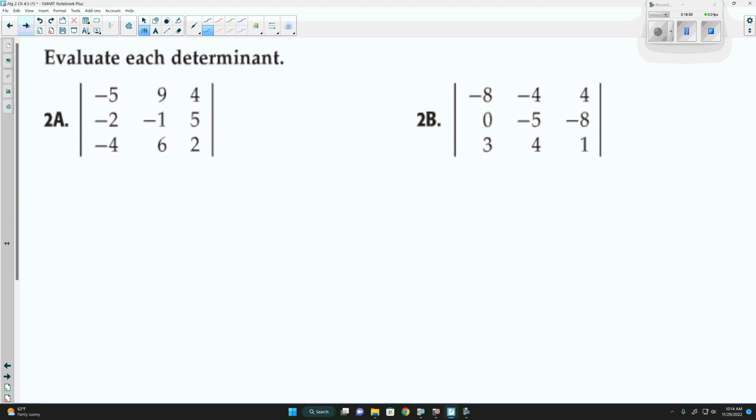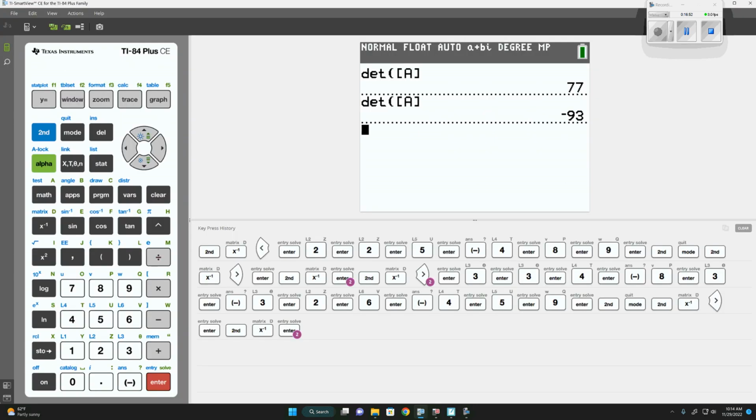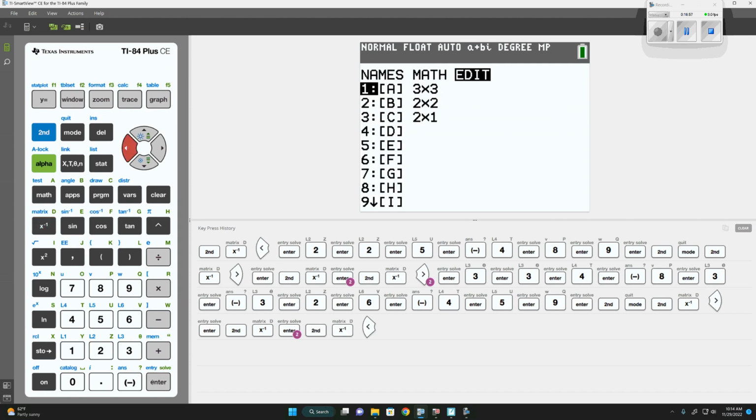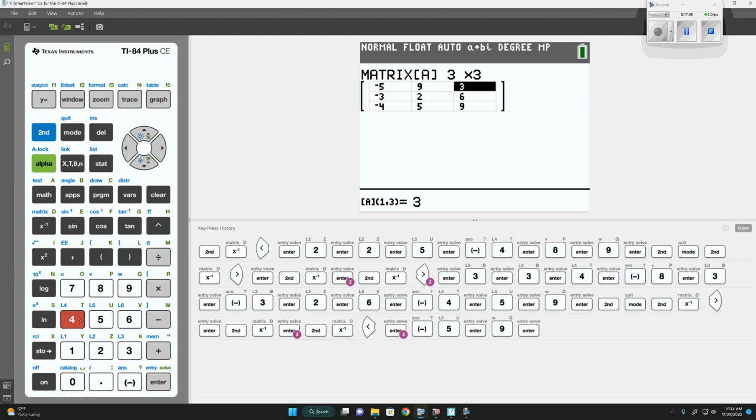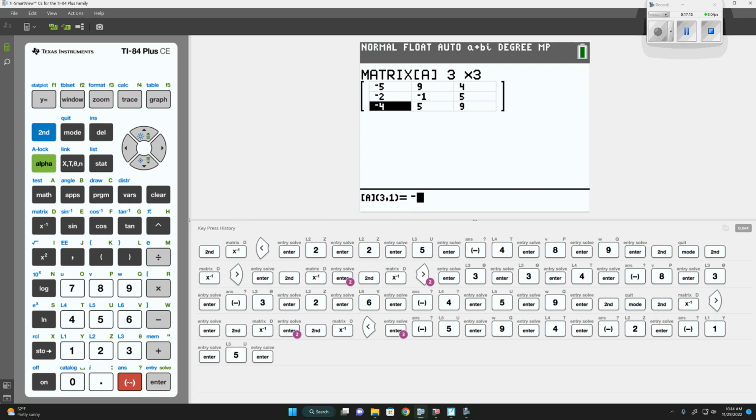Now, let's do 2a in the calculator, because I'll show you this here. So we do need to change the matrix. So we can go over into edit for this here. 2a is still a 3 by 3, but this time it's -5, 9, 4, -2, -1, 5, -4, 6, 2. And I have a feeling you're getting faster and faster at typing these in. Then we can go second quit.